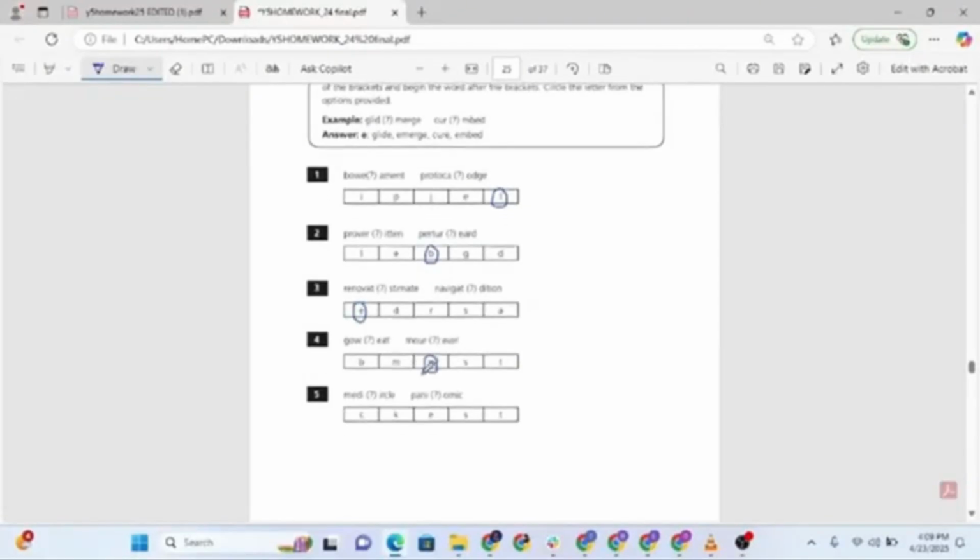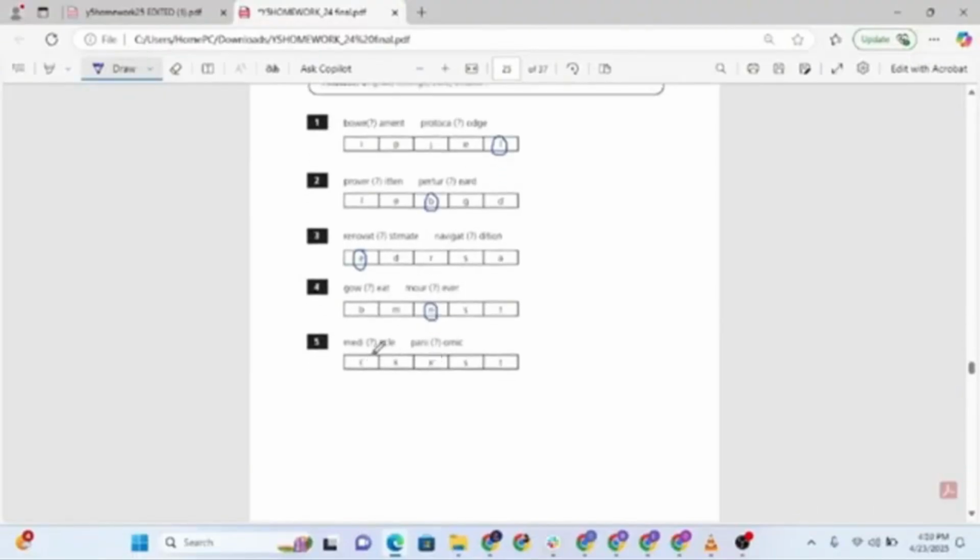Therefore, the correct answer is the letter N. Question 5. The correct answer is the letter C. This is because the word medai with the letter C becomes the word medic.